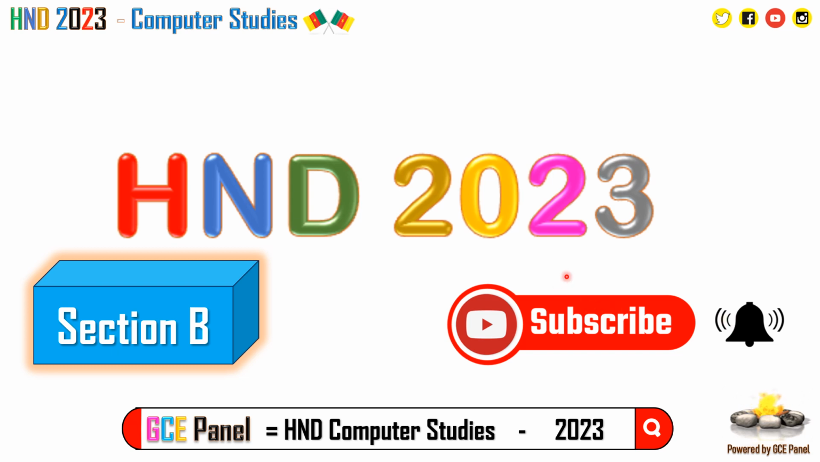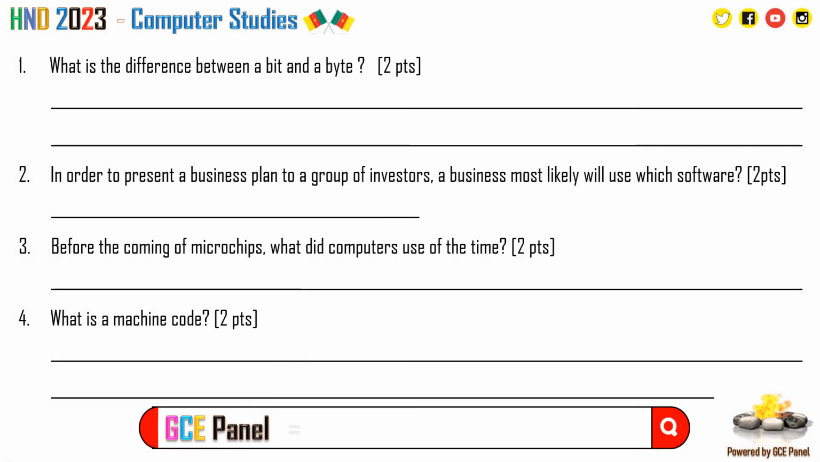Now let's take section B. Normally the paper is not like this, but we have structured it in this form with the questions and answers like this so that you can easily answer the questions and see what is to be done in a section. So what is the difference between a bit and a byte?